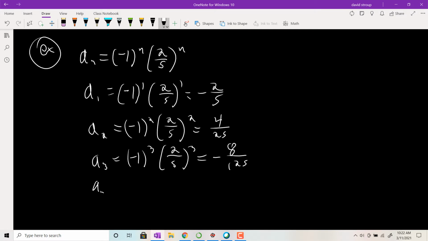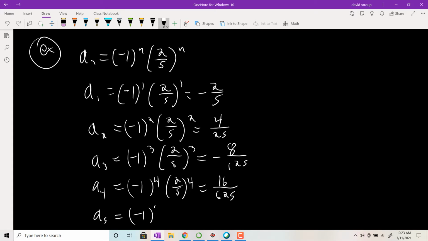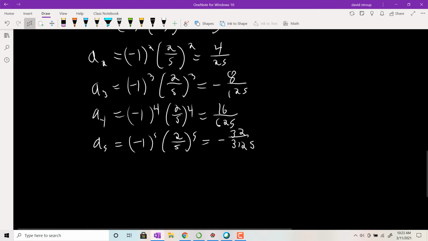-8/125. A sub 4 will be -1 to the 4th times 2/5 to the 4th, which will be positive now, 16/625. And then A sub 5 will be -1 to the 5th, so it goes back to being negative, times 2/5 to the 5th, which will equal -32/3125. Okay? So when it alternates back and forth, you call that alternating, believe it or not. And we'll see those kinds of sequences again later on.